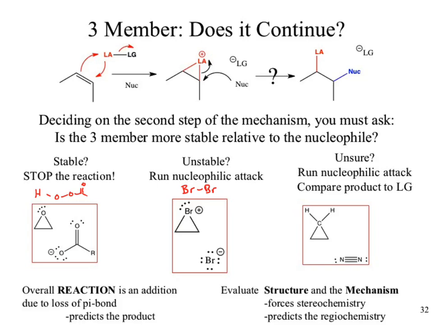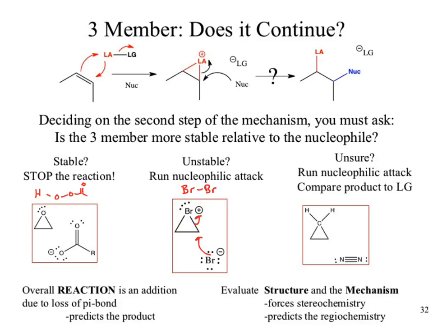Stabilize it by running the nucleophilic attack. Okay? Do I have a negative species floating around? Yep. What can happen? Donate the electrons, break the structure open, and we'd have our final product. So we do continue. What if you're unsure?